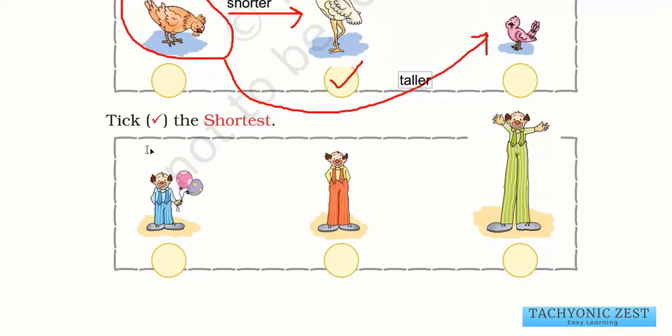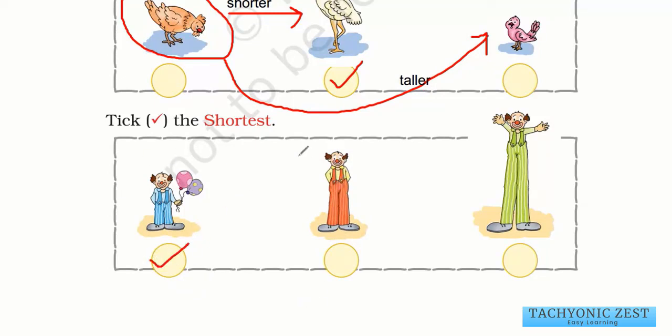Next question, we have to tick the shortest. So these are three jokers that are given. Now we have to tick the shortest among all of them. We can see that this one is the tallest, so we have to tick the shortest. So we can see that this one is the shortest, so we will tick the shortest object over here. This one is the shortest, so this one is our answer.